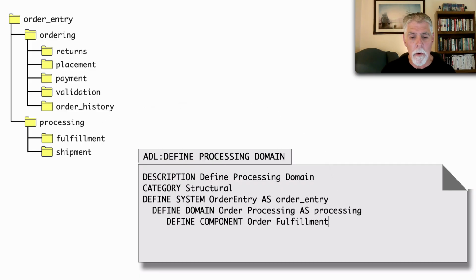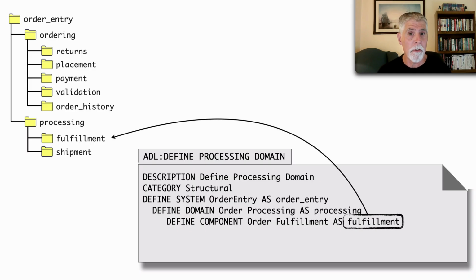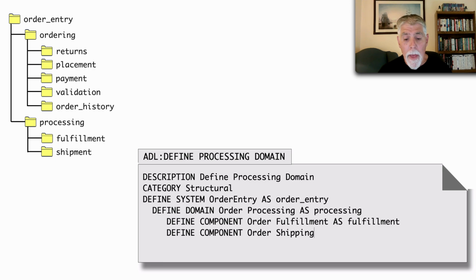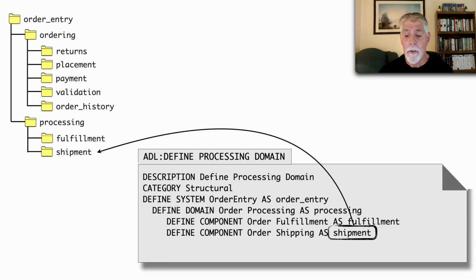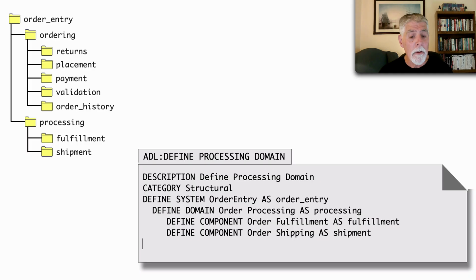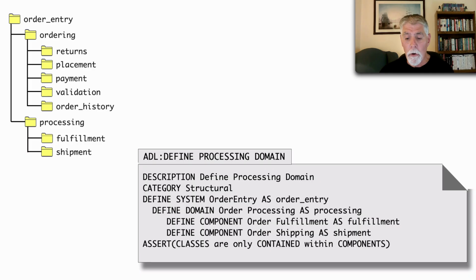So let's define those. I can define the component order fulfillment as fulfillment, which points to that directory or namespace, and then component order shipping as shipment, pointing there. And I can assert that all classes are only contained within these components. And so this aligns the architecture with the structure of the source code.